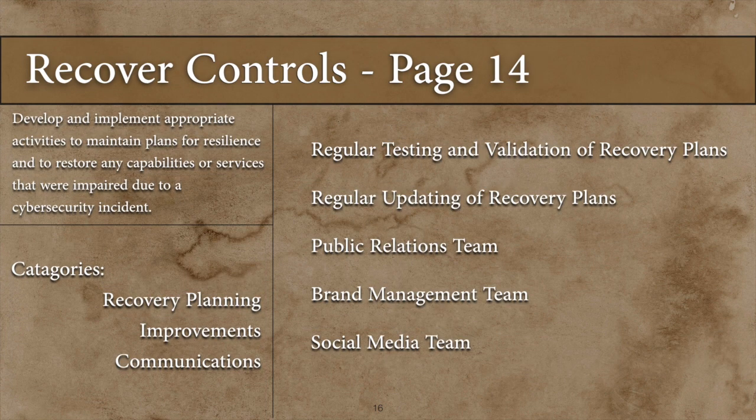We now have our Recover controls on page 14. These develop and implement appropriate activities to maintain plans for resilience and to restore any capabilities or services that were impaired due to a cybersecurity incident. Categories here are recovery planning, improvements, and communications. You'll notice here the social media team and other brand management teams. These are teams that aren't often thought of inside of an incident response plan, but are crucial to protecting the organization in the event there is an incident where you need to disclose to the public. Think about these controls during your incident response planning.